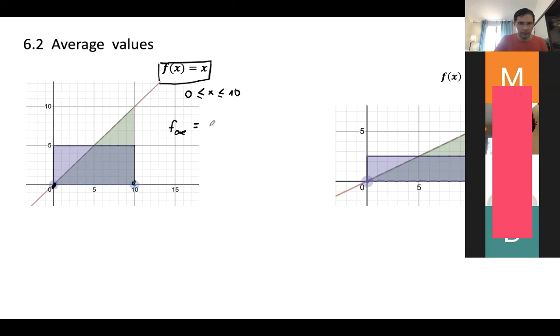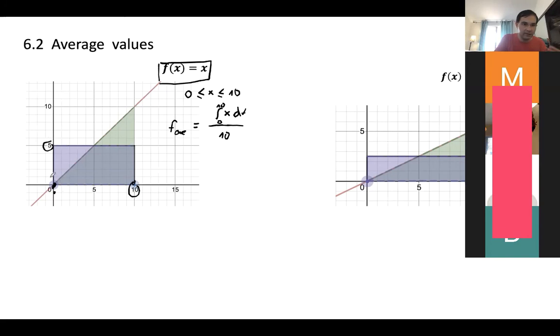The average value of this function f is going to be, very simply, the definite integral from 0 all the way up to 10 of this function x dx. And what do I have to divide this number by? I have to divide by the length of the domain, which is 10 minus 0, which is 10. Then you can compute this, and you will find, I'm not doing this computation now, but looking at this geometrically, it's 5.